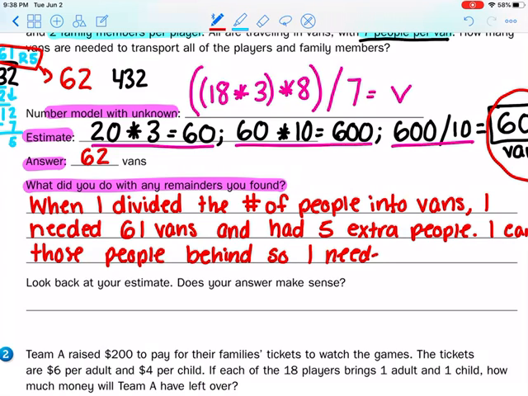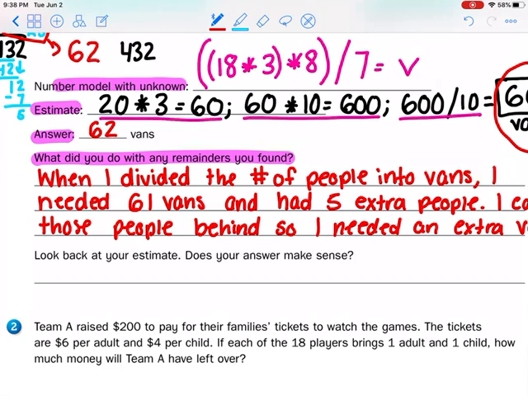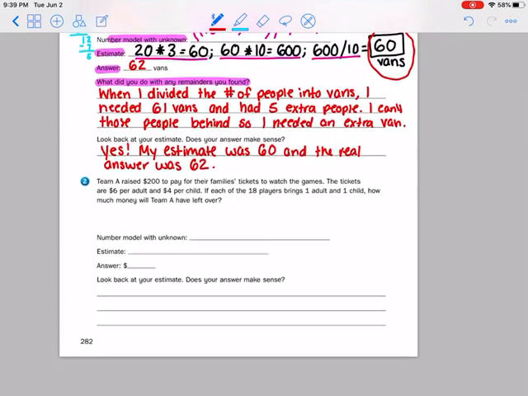So I needed an extra van. Okay. Look back at your estimate. Does your answer make sense? Yes. My estimate was 60. And the real answer was 62. So I'd say that was pretty close. Okay, all that work for one problem. So let's do number 2.